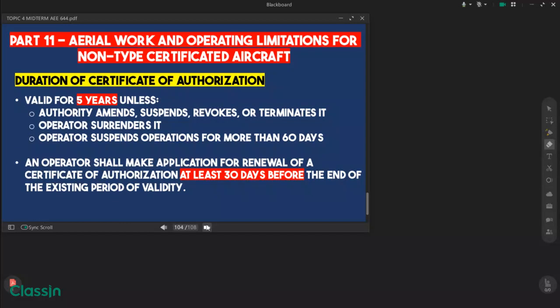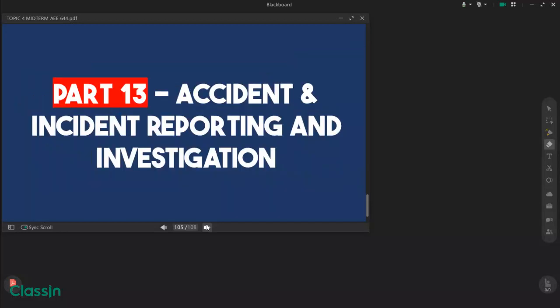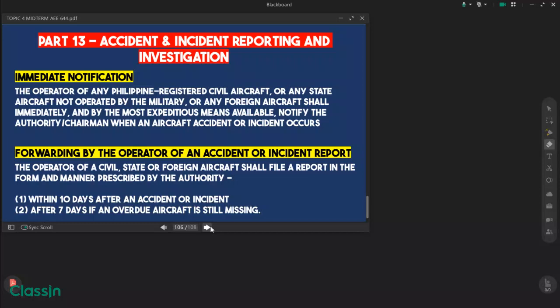Skip natin. Okay. So, valid for 5 years. An operator shall make application for renewal of certificate of authorization at least 30 days before the end of existing period. So, part 13, accident incident reporting and investigation. So, yan lang naman yan.